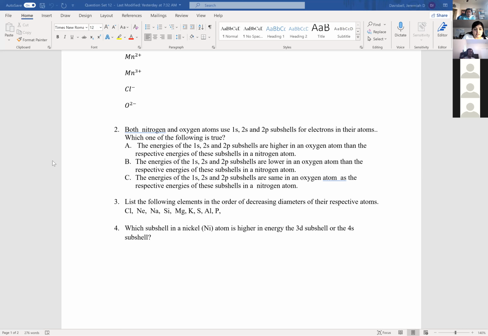So this one is saying the subshells in oxygen are higher in energy than in nitrogen. This one is saying that the subshells in oxygen are lower than the subshells in nitrogen. And this last one is saying that the subshells in oxygen have the same energy as the subshells in nitrogen. They're the exact same subshells.